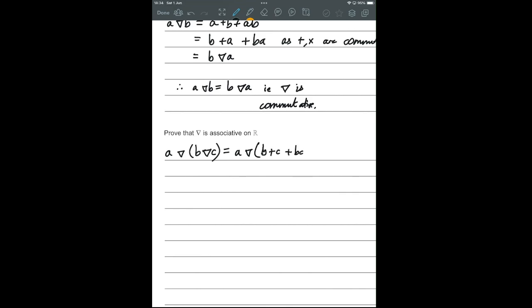B plus C plus BC. And then let's do A delta that thing, which is A plus that thing, plus A lots of that thing. Expand it out. We have plus BC plus AB plus AC. And there's 2 ABCs that come out.